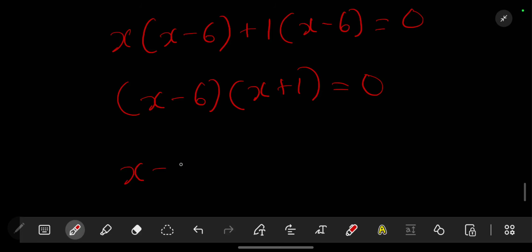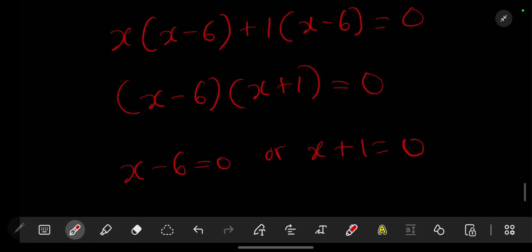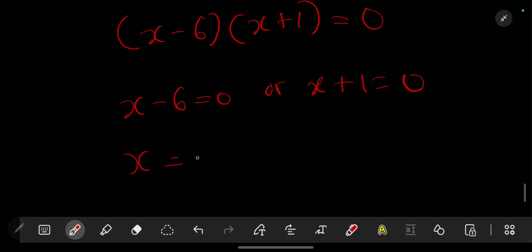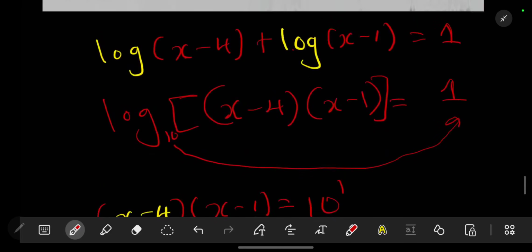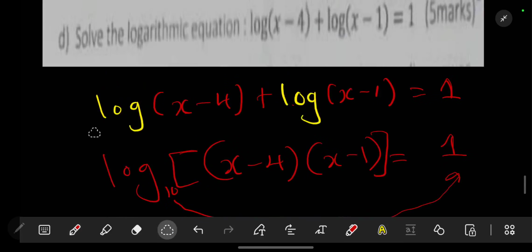So either x minus 6 is equal to 0 or our x plus 1 is equal to 0. So that our x is equal to 6 or our x is equal to negative 1. Now look at the equation. Will any of the two work? Will they work?